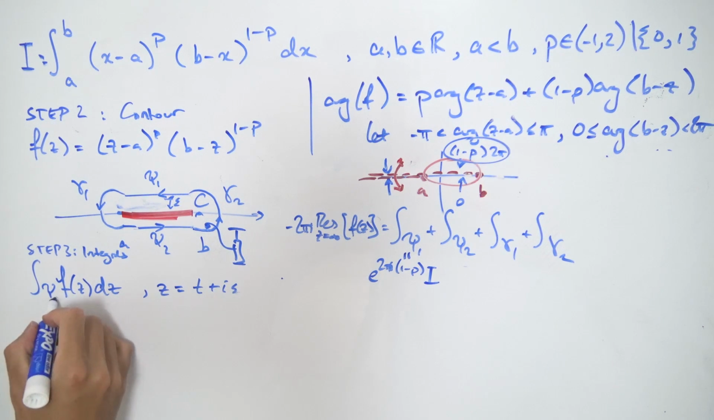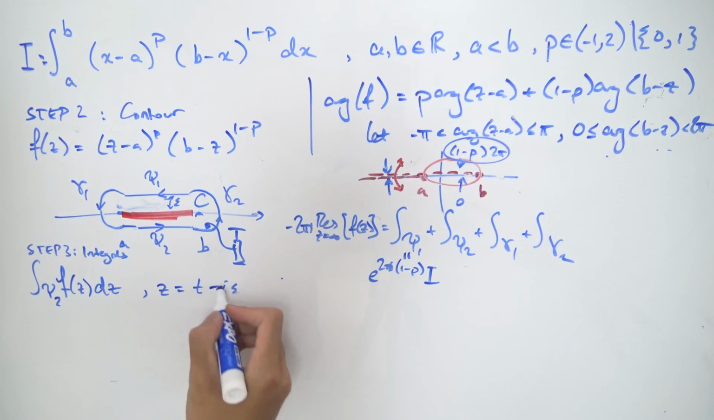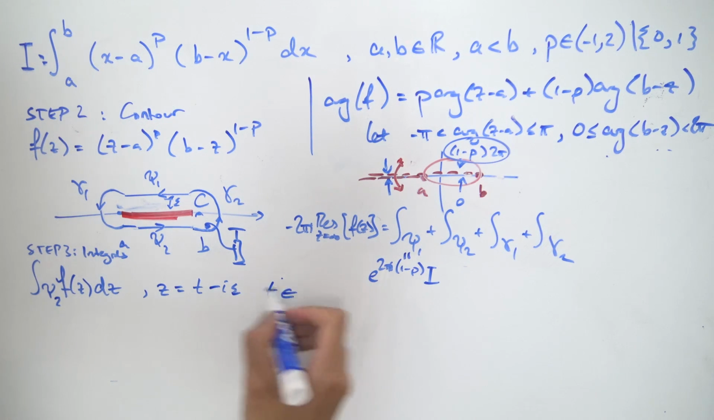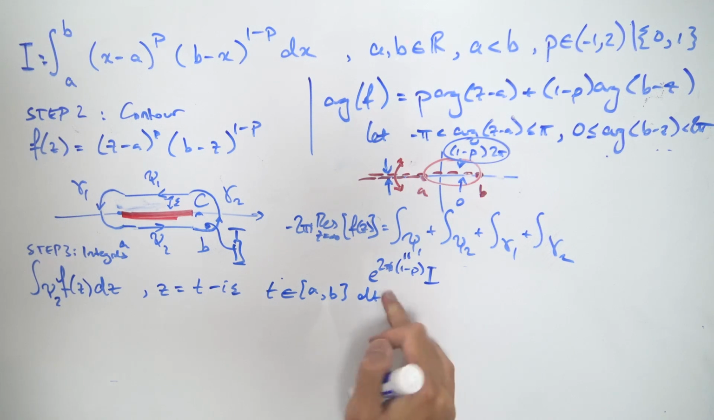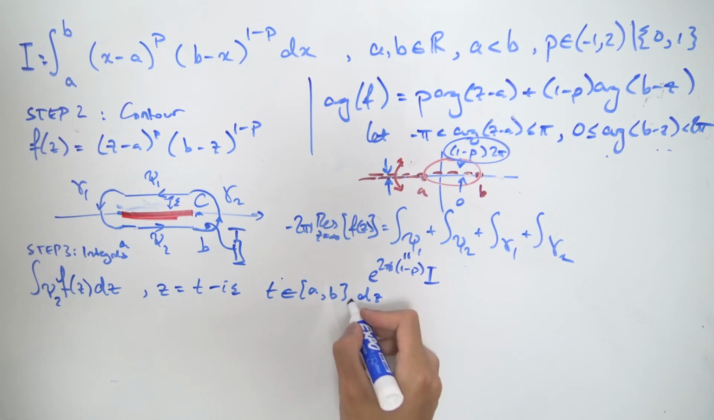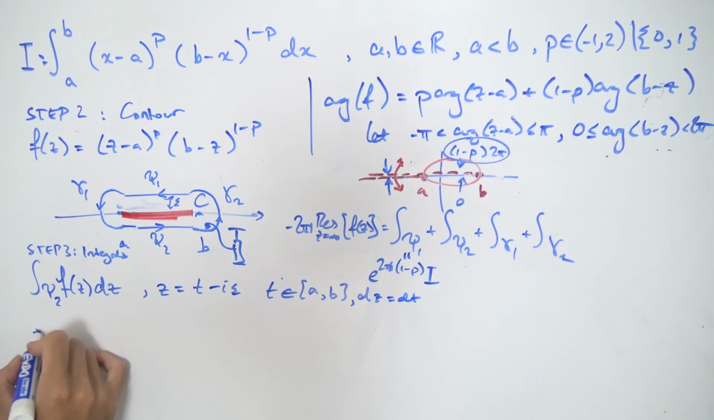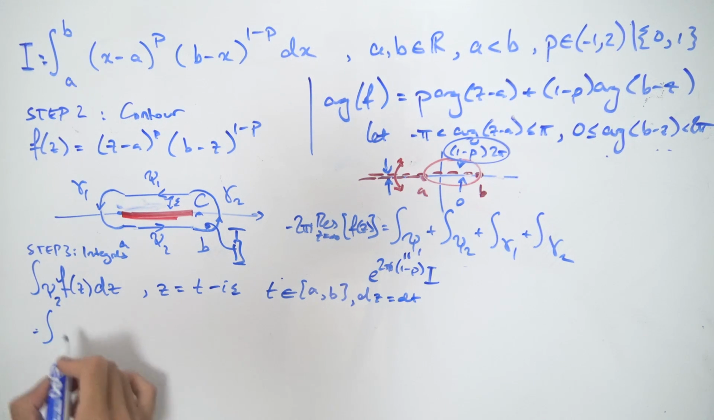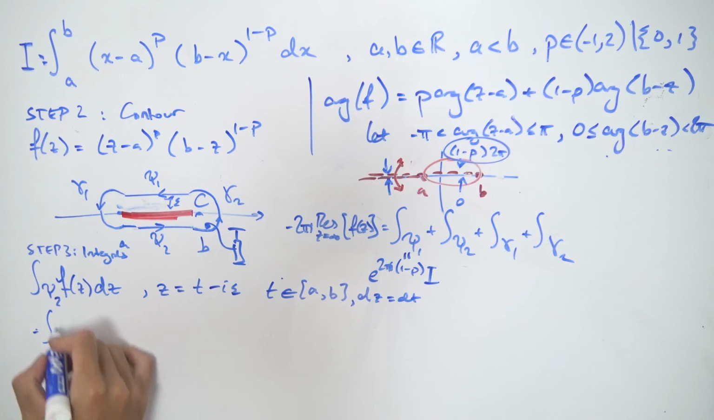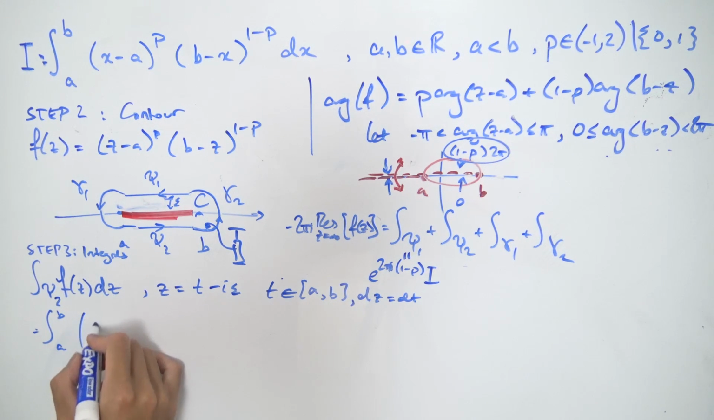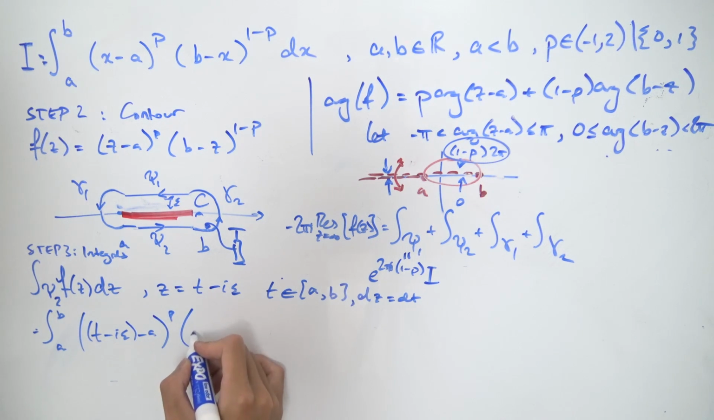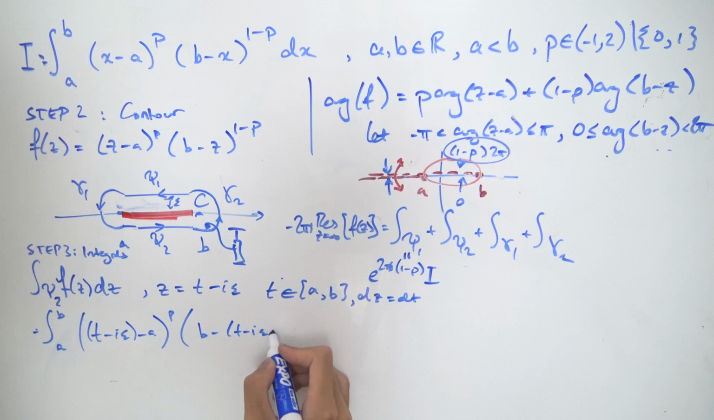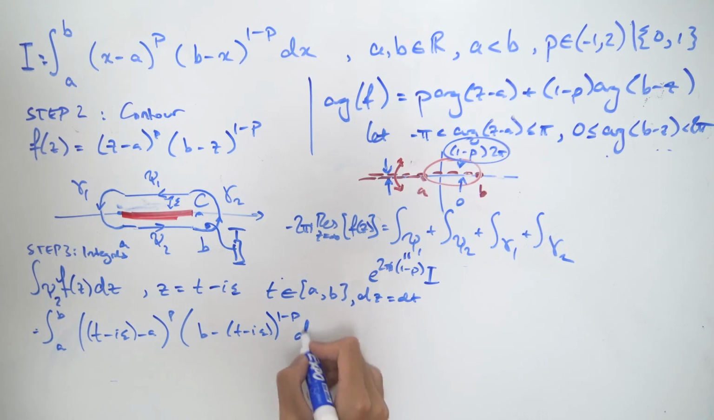So side 2, but instead over here we're going to have a minus i epsilon, and t is now going to the right, so we're going to have a to b, and then of course dz is going to be equal to our dt. And now again we're going to plug everything in. I'm just going to rush through this because it's going to be very similar to what we had before. So we have the integral from a to b, and then (t minus i epsilon minus a) to the p, and then (b minus t minus i epsilon) to the 1 minus p dt.